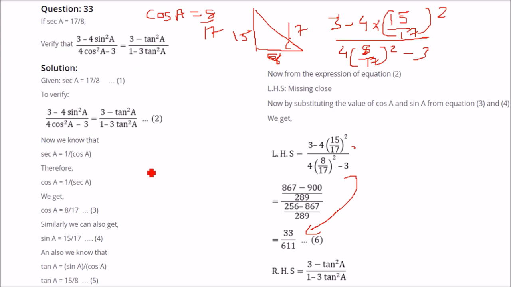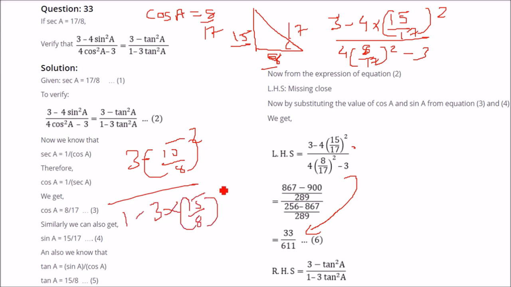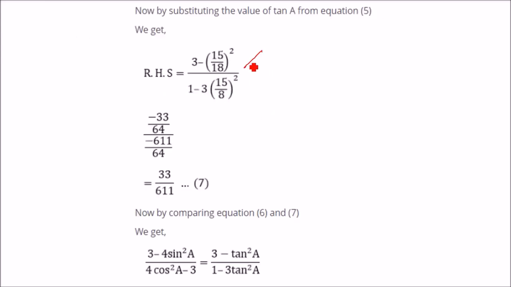When we come to this side, it will be 3 minus tan square A. See, tan is perpendicular by base. Perpendicular is 15, the base is 8. So 15 by 8 whole square by 1 minus 3 into 15 by 8 whole square. So when you solve this, it will be the same, 33 by 611. The left hand side is equal to right hand side.